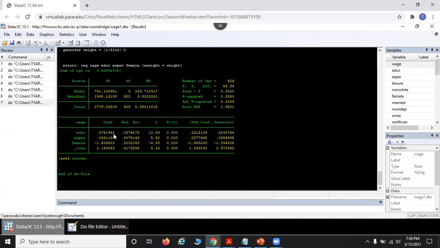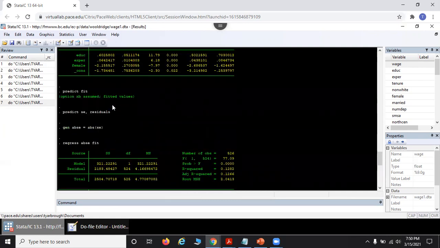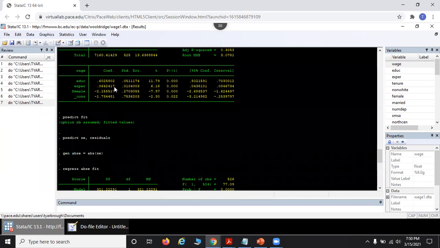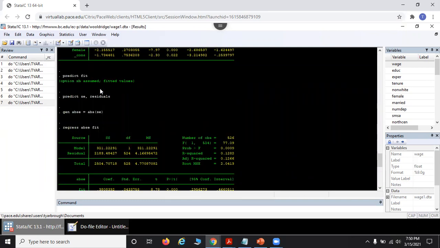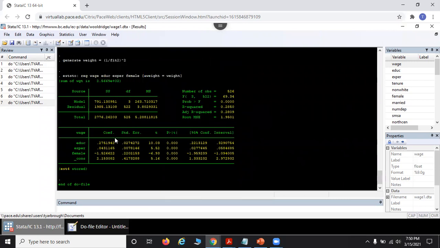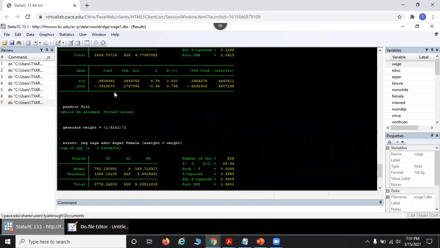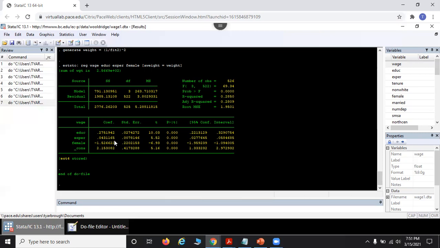You'll notice, and if we just scroll up here, that the other effects are very close to being the same. So experience is close to where it is modeled in the original baseline model, and we can see that female is not that far off as well. So there are somewhat changes for experience and female. All of the directional coefficients are the same, so no signs are flipping here.